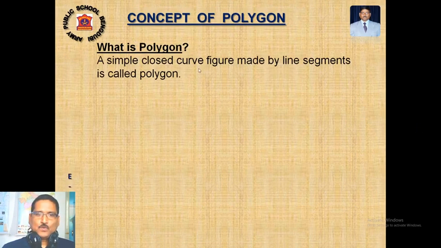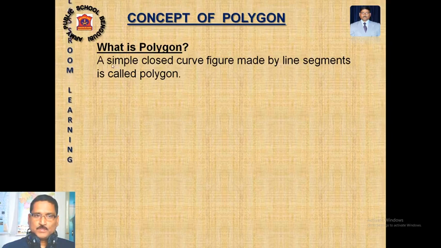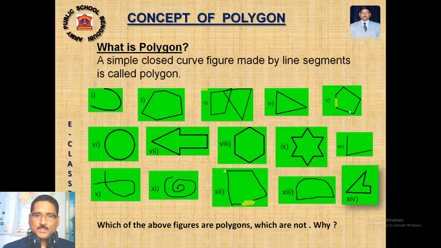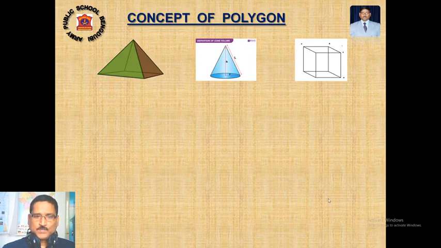A simple closed curved figure made by line segments is called a polygon. You remember, simple closed curved figure, and also it is made by line segments, then only it will be a polygon. So I am showing you so many shapes. Are all these shapes polygons? Definitely not. Which shapes will be polygons and which will not?